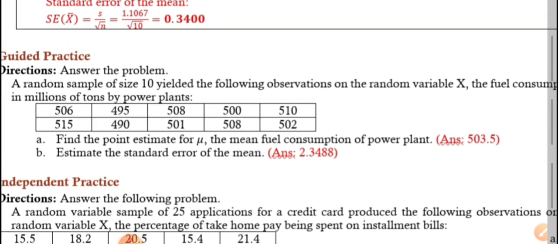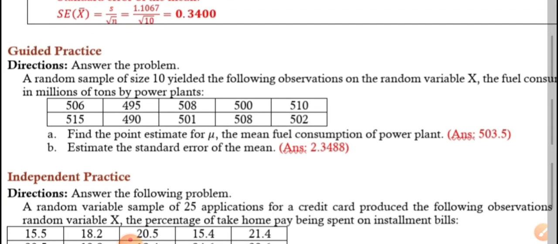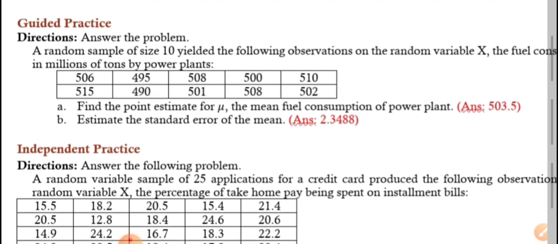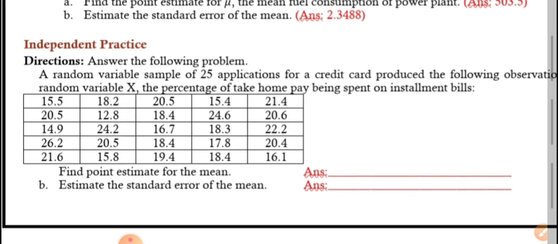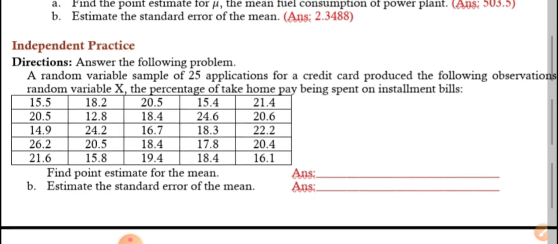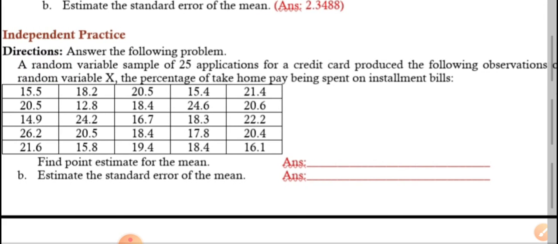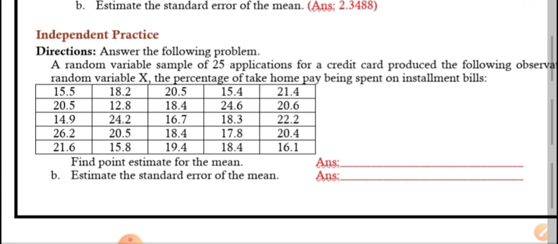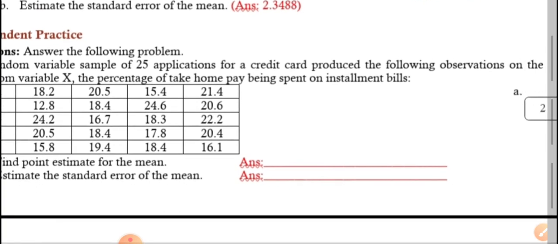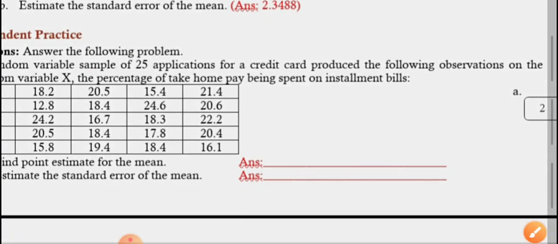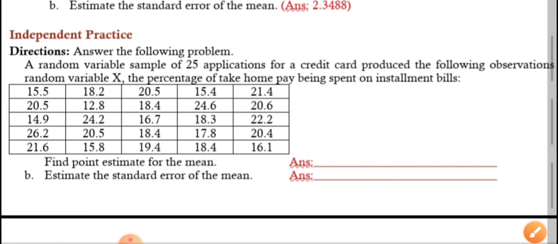We also have here another guided practice if you want to have mastery of this activity. Then try to solve it using your Excel if you do have. Then for your independent practice, we have a random variable sample of 25 applications for a credit card that produced the following observations on the random variable X. The percentages of take-home pay being spent on installment bills are the following. Then once again, to find the point estimate, just get the mean. Then that's going to be your point estimate, and for the estimate of the standard error of the mean, just get the standard deviation divided by the square root of n.